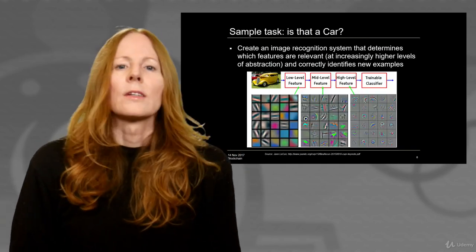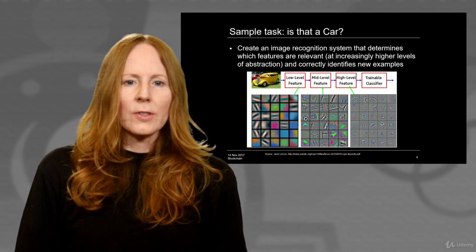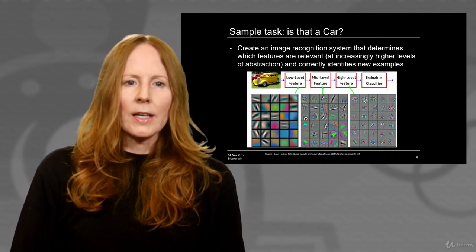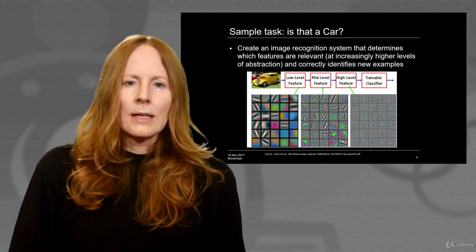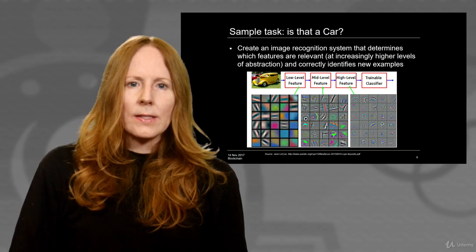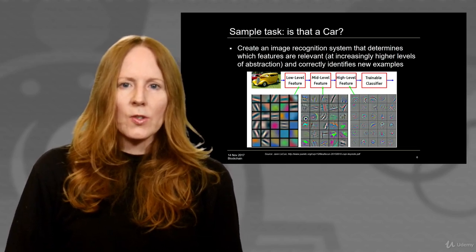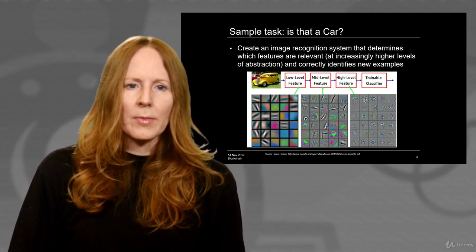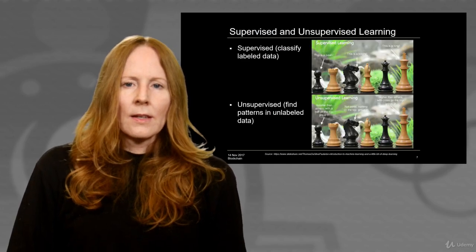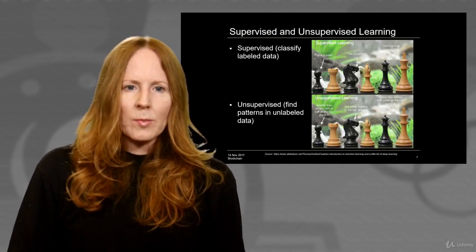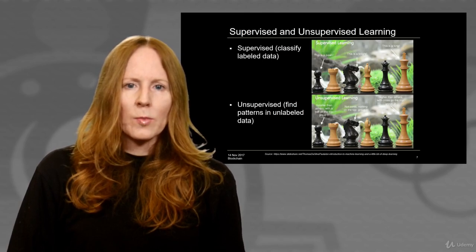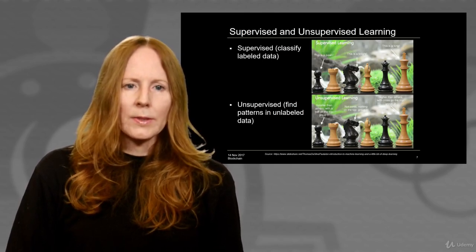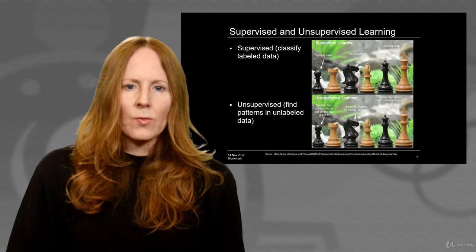For example, we feed a deep learning system a photo and we want it to identify what something is. It creates an image recognition system that determines which features are relevant at increasingly higher levels of abstraction and correctly identifies new examples. There are 2 types of deep learning, supervised and unsupervised. Supervised, where we classify labeled data, and unsupervised, where the system finds patterns in unlabeled data.